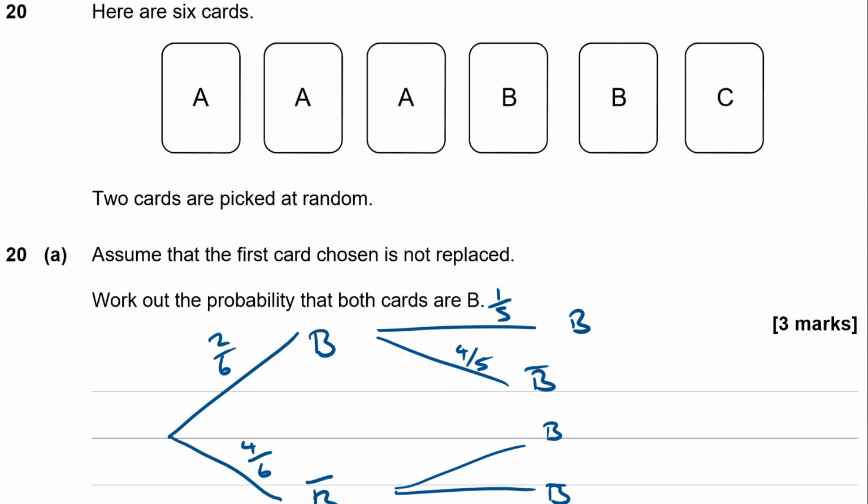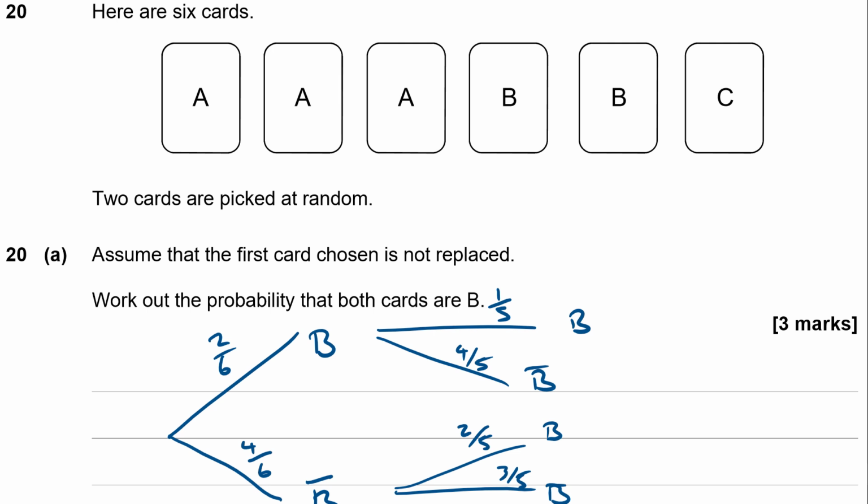So my probability of pulling a B at my second selection, given I didn't pull B the first time, I've still got 2 left, haven't I, out of a total of 5. And if I didn't draw a B on the first selection, my probability of not drawing it on the second selection would be 3 out of 5 there as well.